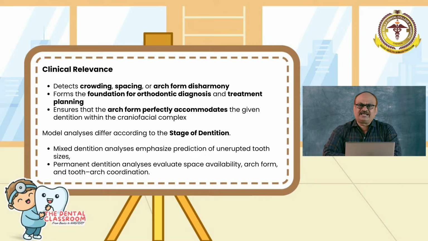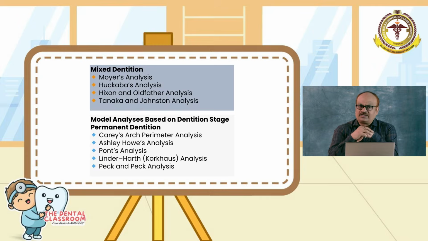Depending upon the stage of dentition, we know that our dentition goes through different stages: primary dentition, mixed dentition and permanent dentition. Accordingly, we have two types of model analysis. One is mixed dentition analysis, which is primarily done for prediction of the unerupted teeth that are going to erupt in the spaces where some primary teeth still exist. Whereas the permanent model analysis is done when all the permanent teeth, including the permanent second molars, have erupted already, and it is done to see whether the already erupted teeth are fitting into the given arch shape and form.